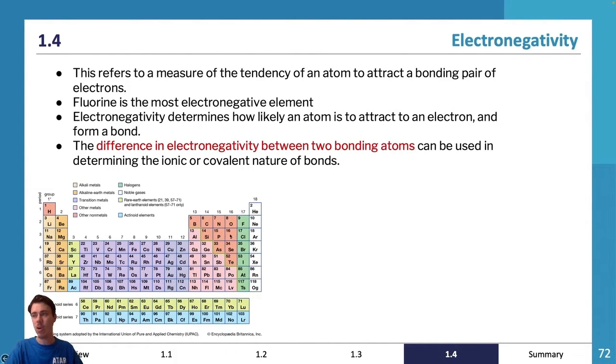However, oxygen still is slightly stronger. It's slightly more electronegative. So by being slightly more electronegative, what does it do? It attracts the electron slightly more than what carbon gets.